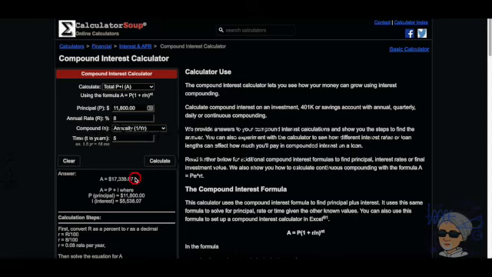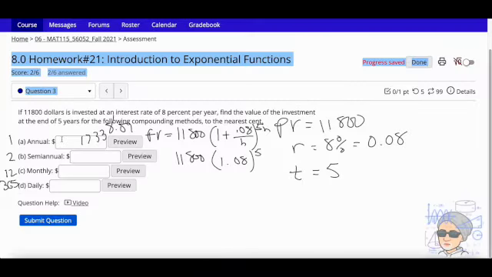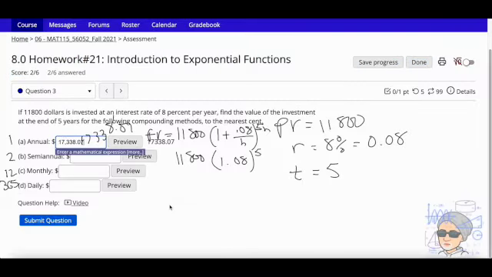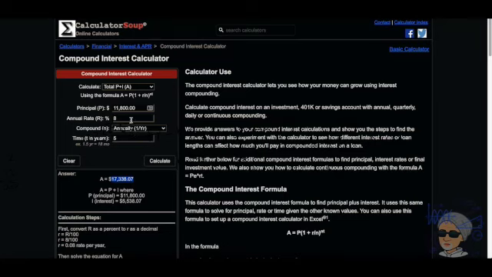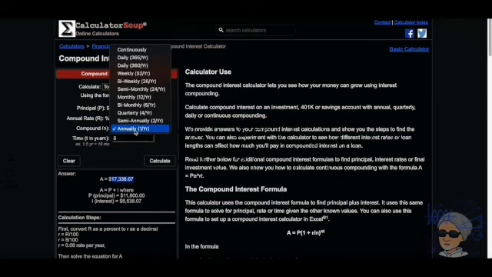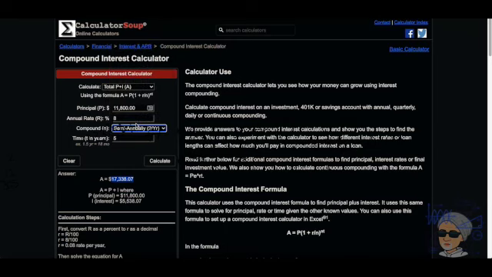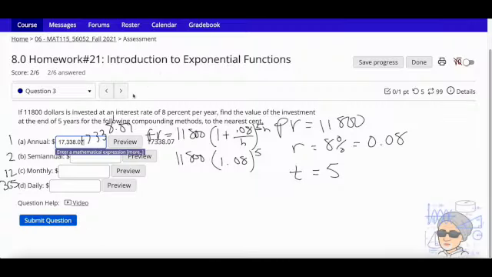So what I want you to do is just copy this down. Copy it with your command key and paste it into the window exactly the way you see it. Then we do the same thing, changing the N only for semi-annual. Semi-annual is twice a year. That means our N is 2. Calculate and copy. You're going to get 17,466 and 88 cents. Put that in.